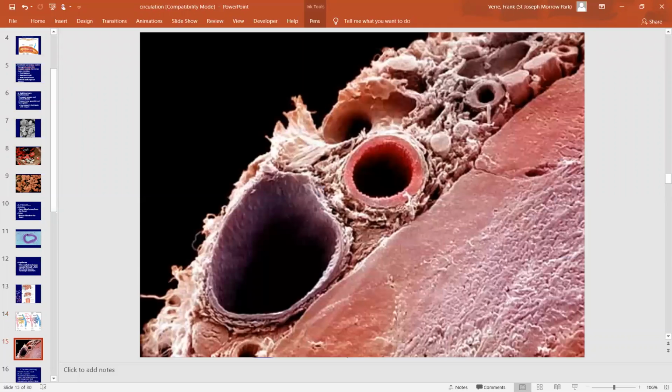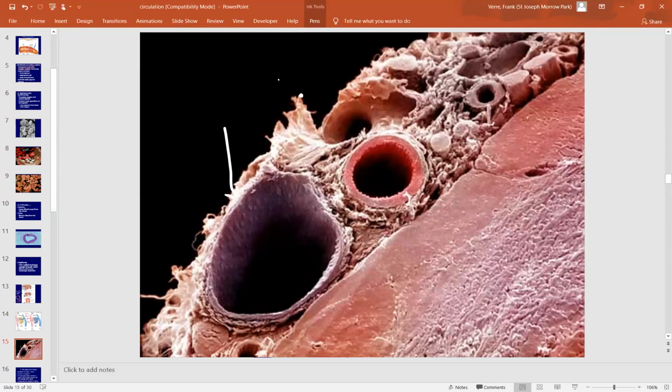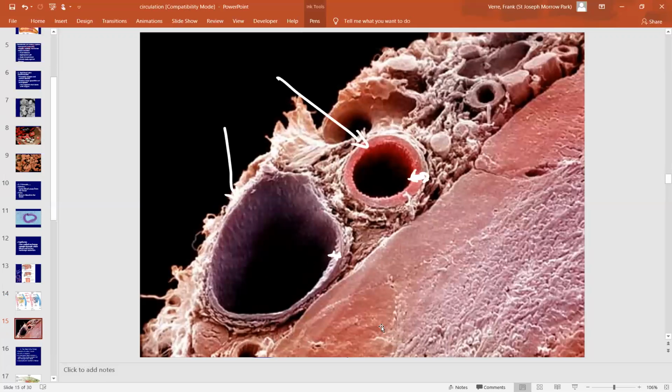Here's a beautiful picture of the heart. You can see actually the two blood vessels. Here's a vein, and there's an artery. You can see the artery is just narrower but thicker. If I look at the walls of the artery, you can see that it's thicker than the walls of the vein. So this is a beautiful picture showing you the two different blood vessels here.